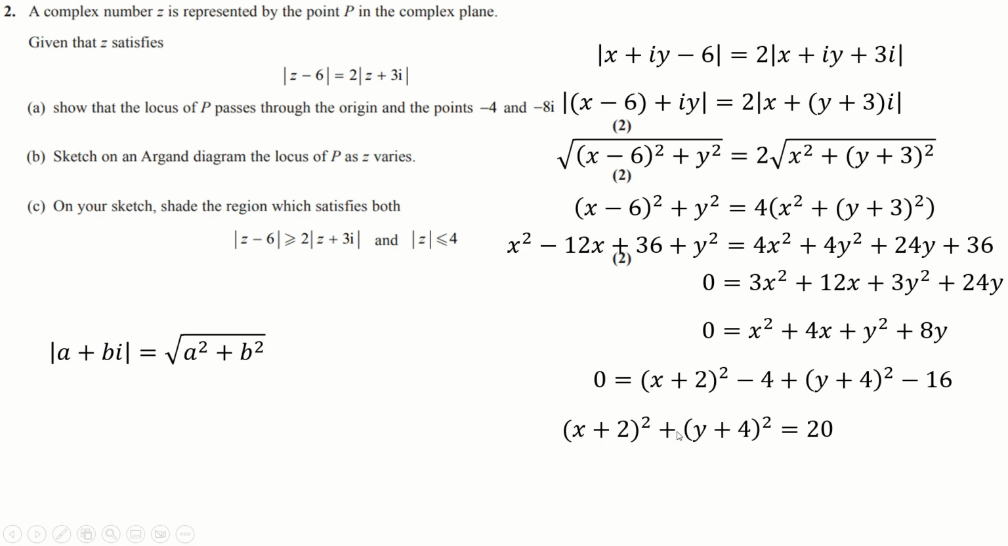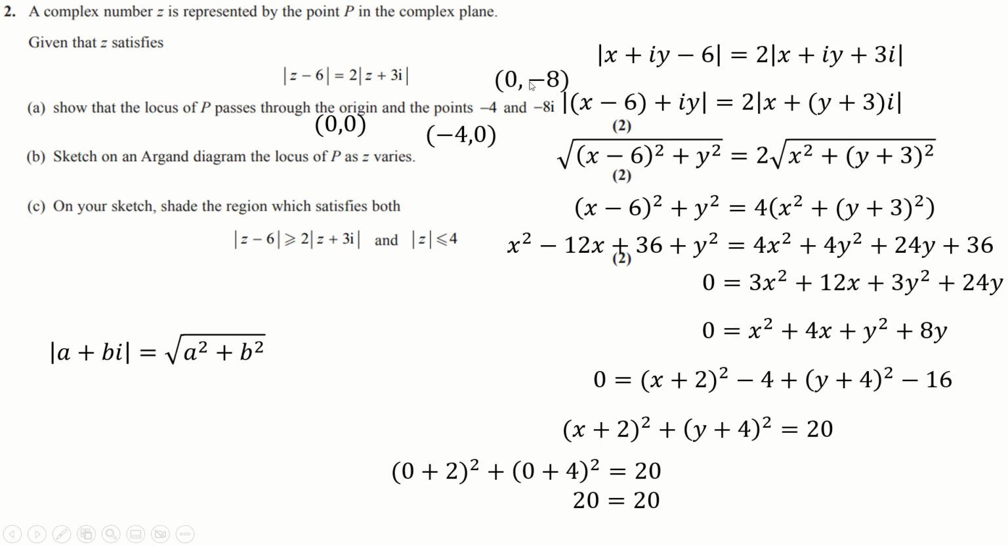So we could just use this now. You could have just thrown these straight into here, as I said. But okay, well, the origin is 0, 0 in terms of x, y coordinates. So put 0, 0 in there, and you end up with 2 squared plus 4 squared, which definitely equals 20. So that's fine. And you can do the same thing for the other two. I couldn't actually be bothered to do it properly, but it all works out well.